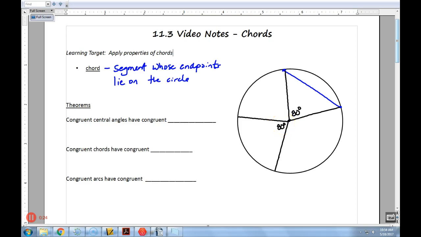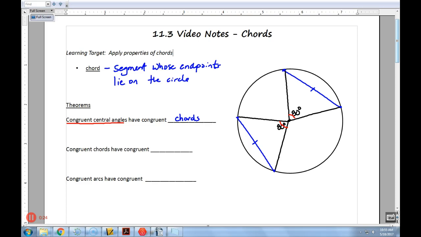When I look at the theorems, if two central angles are congruent, this one equals this one, then they must have congruent chords. So if I were to connect this chord right here, this and this are going to be equal to each other. If you have the same angle starting out from the center and you go to the edge of the circle, the chords that you create are going to be equal to each other, or congruent in length.